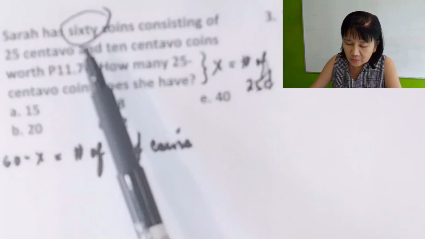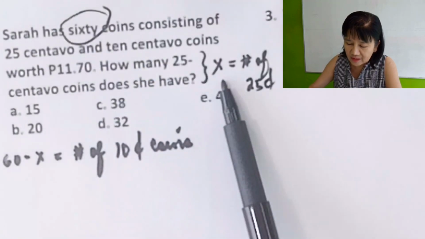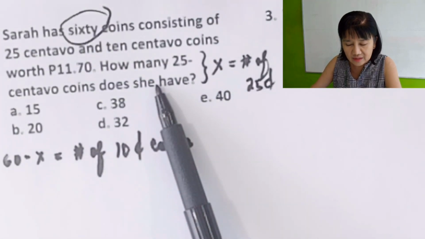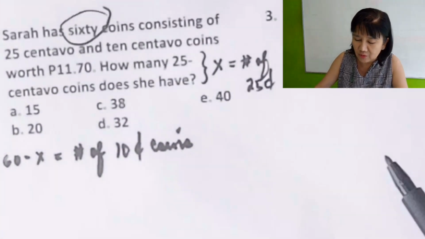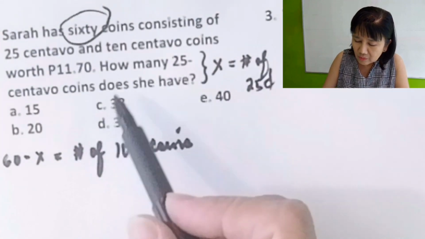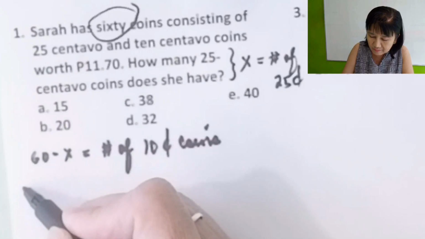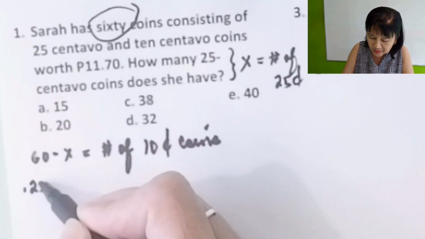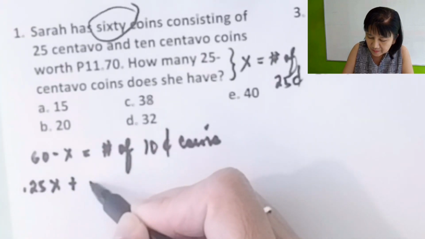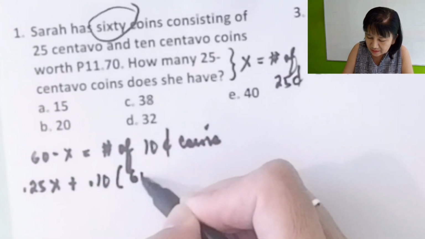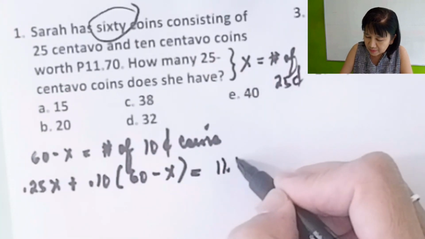So since the total coins is given, again, we let X be the number of 25 centavo coins, and we let 60 minus X be the number of 10 centavo coins. Now, we have a total of 11 pesos and 70 centavos, so we have 0.25X, which is the amount of the 25 centavo coins, plus 0.10 times the quantity 60 minus X is equal to 11.70.